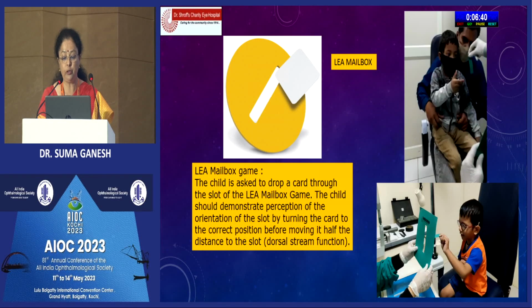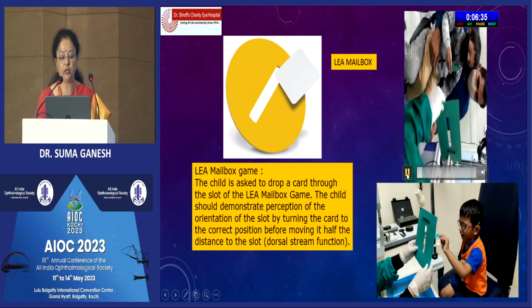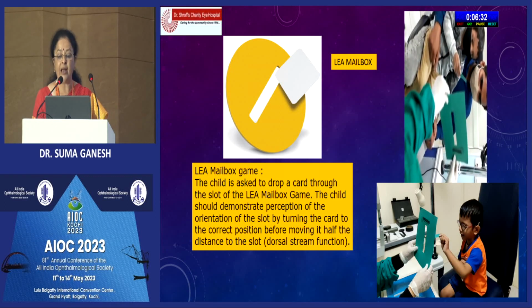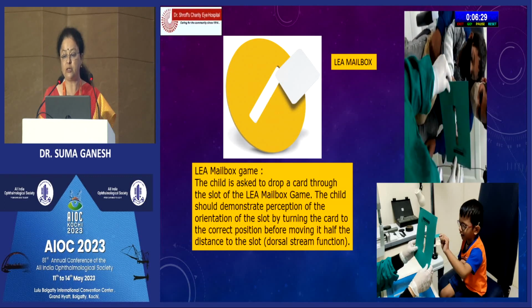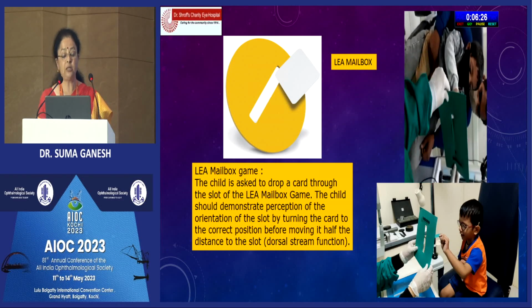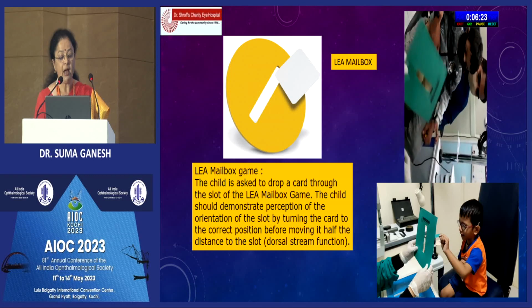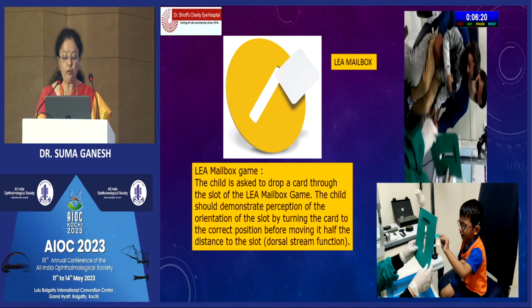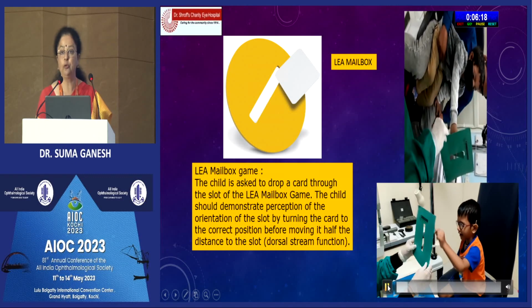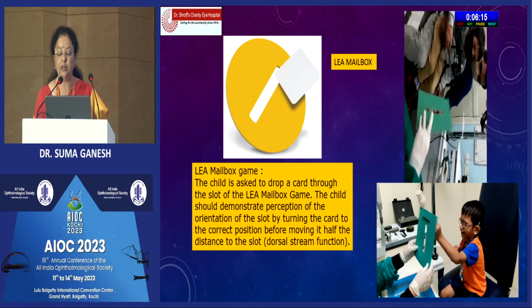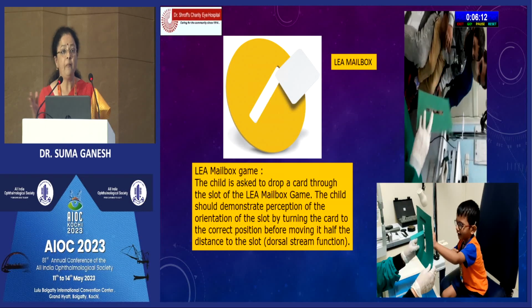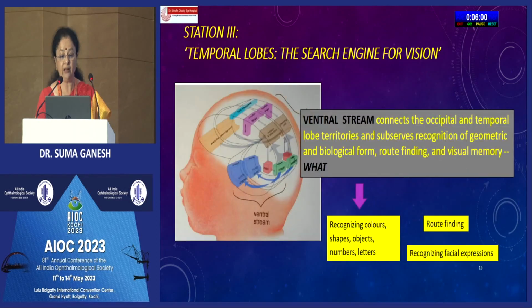Then she already showed you the Lea mailbox. This is a child who is asked to drop a card through the slot of the Lea mailbox game, and then he would tell you about the perception. Oh, the image is tilted. He passes the card through the slot correctly by turning it to the correct orientation. But a child with CVI will not be able to do this simple task. We have made these things in the OPD with a simple card. We do not need big things, because most of them are expensive. But these simple tests tell us that there is optic ataxia and impaired visual guidance of movement, and all of these help us in identifying it.